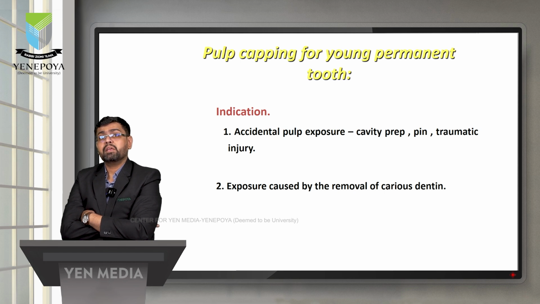Of these two indications, the prognosis is better for the first, that is accidental pulp exposure, because in this case the pulp will be healthier compared to the second case, where the pulp can be partially necrotic also.